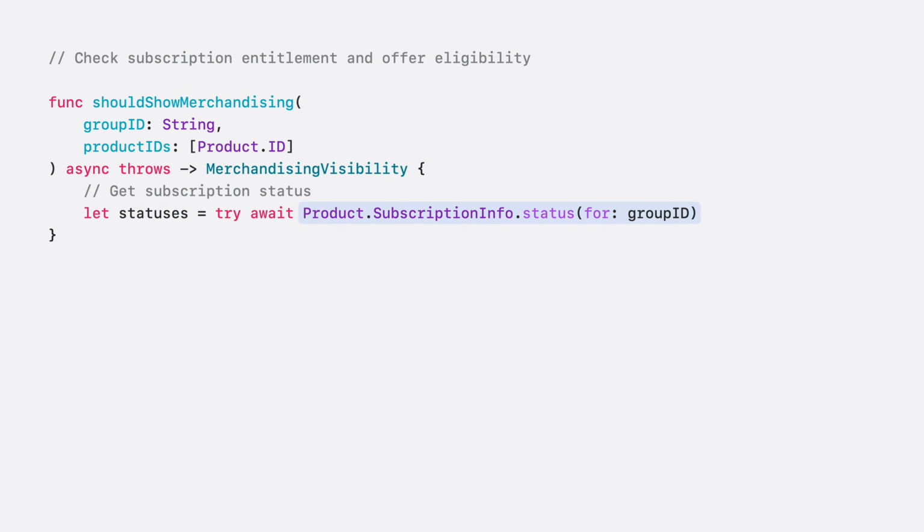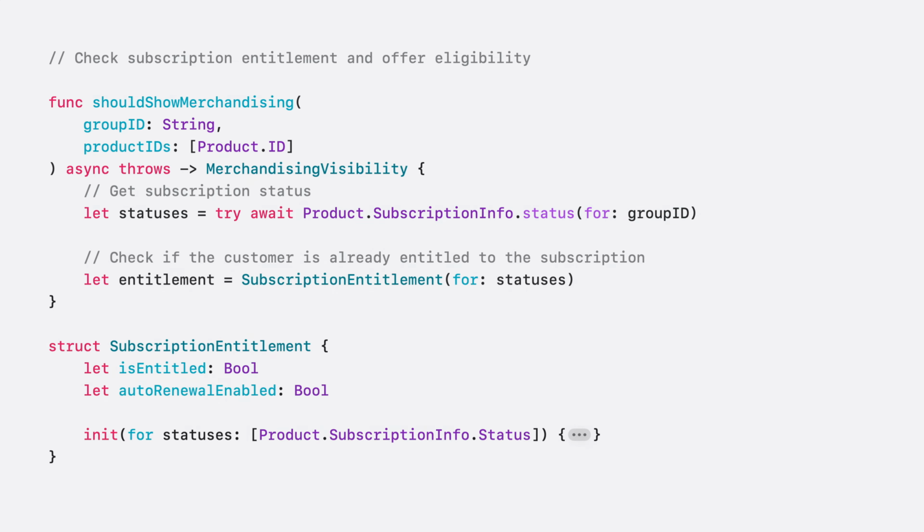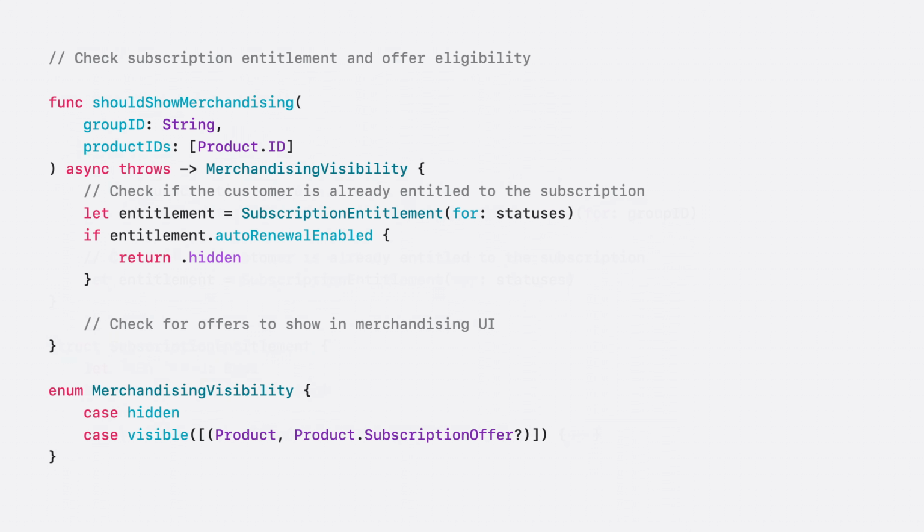The first thing I do is fetch the current status of the subscription. I then use a data structure I previously created to parse it and determine if the customer is entitled to the service and has auto-renewal enabled. With this information, I can decide if I need to show any merchandising UI using the enum. If the customer has auto-renewal enabled, I return a flag to not show any merchandising. If the customer is not currently subscribed, then I can show my merchandising UI.